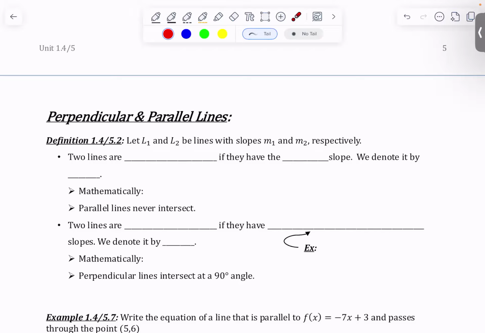So let capital L1 and L2 be lines with slopes m sub 1 and m sub 2 respectively. The two lines are said to be parallel if they have the same slope. We denote it by two slashed lines that look like they're parallel. That's what we would say in words to tell us what parallel lines are. But mathematically, it means that m sub 1 is equal to m sub 2.